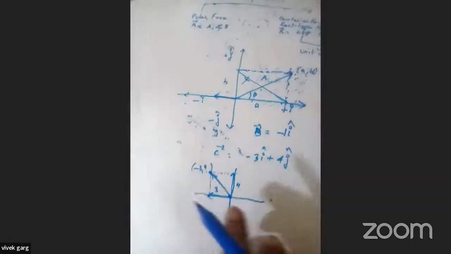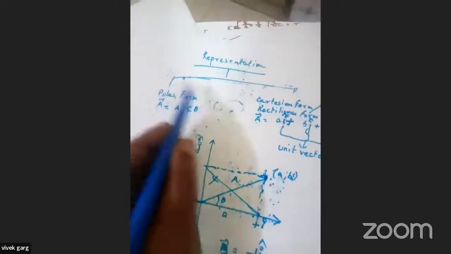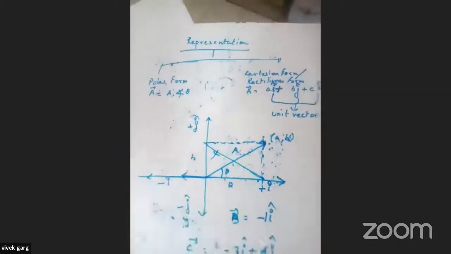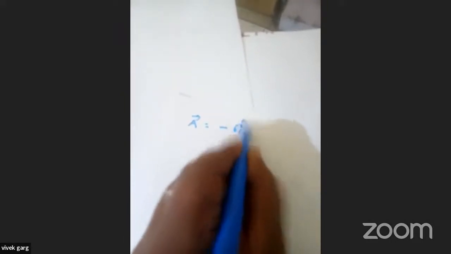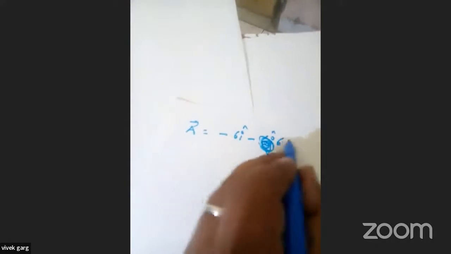Now, a vector can be represented using polar form or Cartesian form. Polar form is basically magnitude and an angle. Cartesian form is basically the coordinates. So I say I have a vector A, which is minus 6 i cap and minus 6 j cap. Or rather, let's say this time, let's make a mistake. Let's say minus 6 k cap.